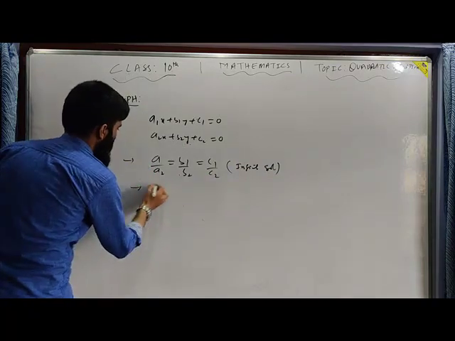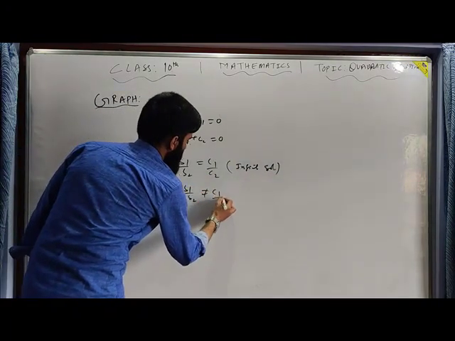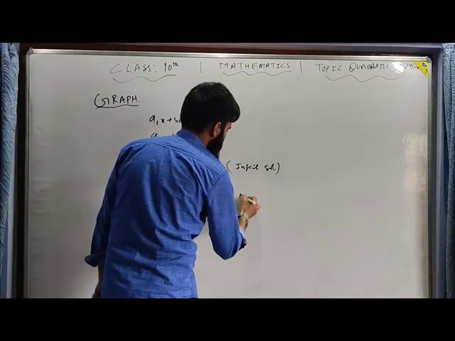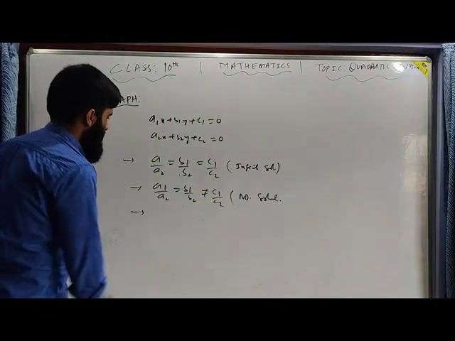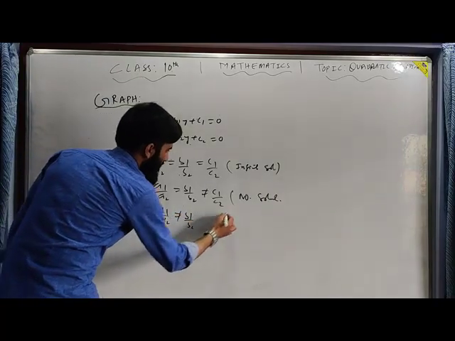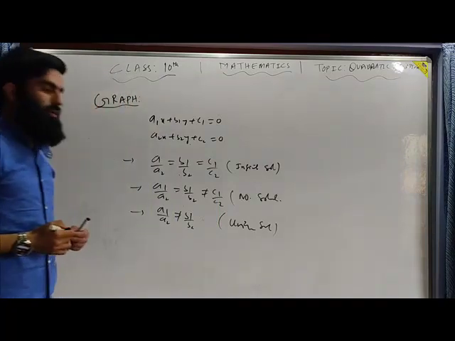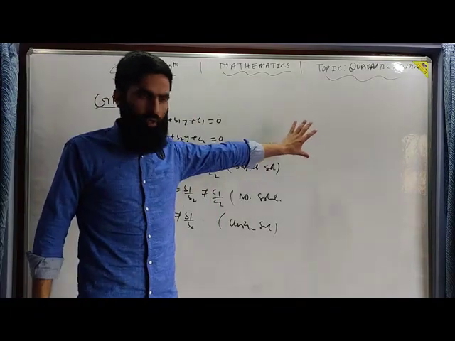If a1 by a2 is equal to b1 by b2 is not equal to c1 by c2, then these are the conditions of parallel lines, and that basically means no solution. And similarly, if a1 by a2 is not equal to b1 by b2, then you have a unique solution at that time. So these are the three conditions you might have heard in linear equations in two variables.